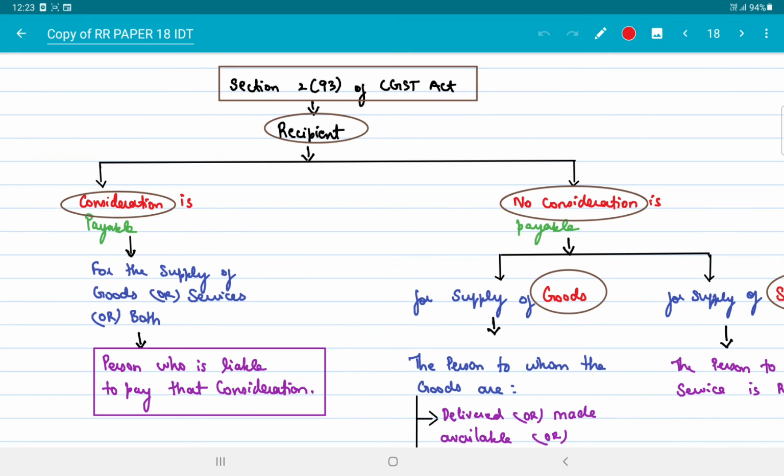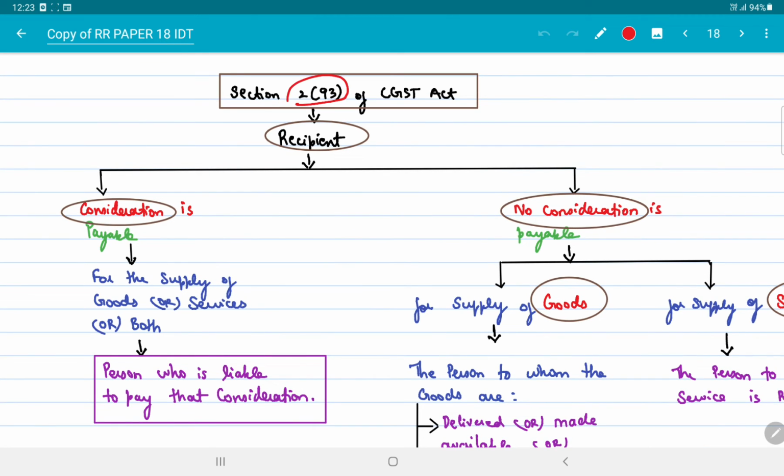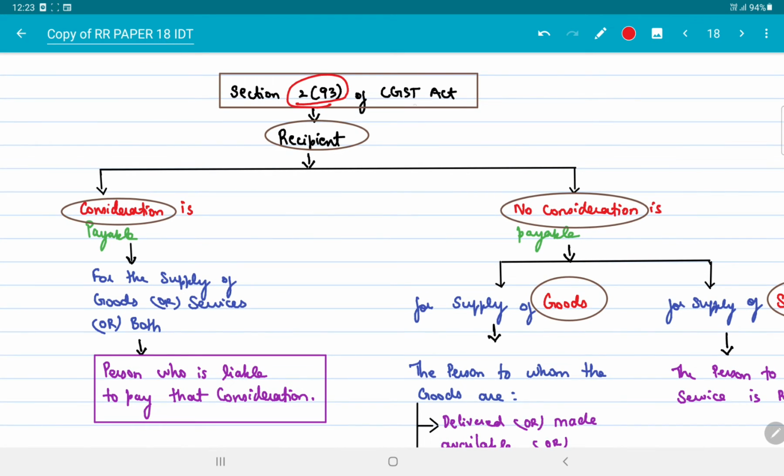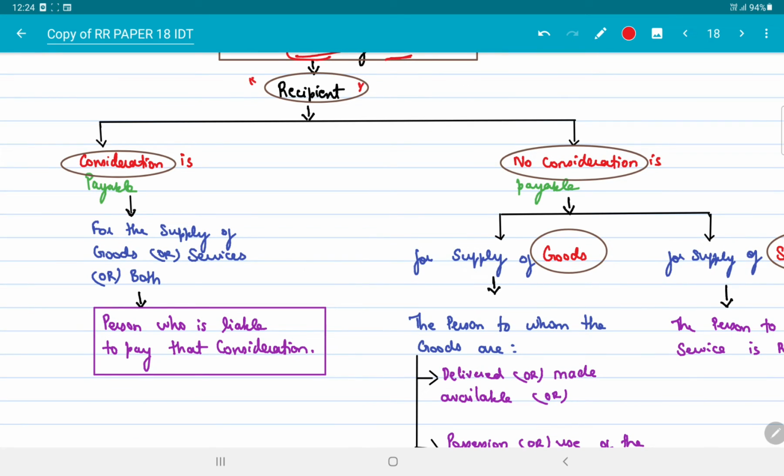Sir, okay. Who is a recipient, sir? Supplier is someone who gives the goods. Recipient is the one to whom it is given, he is the recipient. But let's have a clear understanding on the definition of a recipient in some different scenarios. So it is very clearly defined under section 2, clause 93 of CGST.